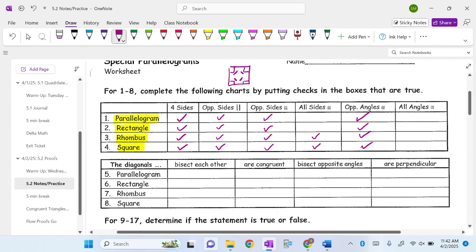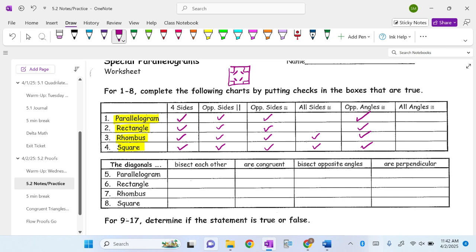So guys, some of these shapes fit multiple categories in terms of their congruency. So for example, in terms of all sides are congruent and opposite sides are congruent, both a rhombus and a square fit both categories because technically their opposite sides are congruent as well as all of their sides are congruent. It fits both categories. All right.